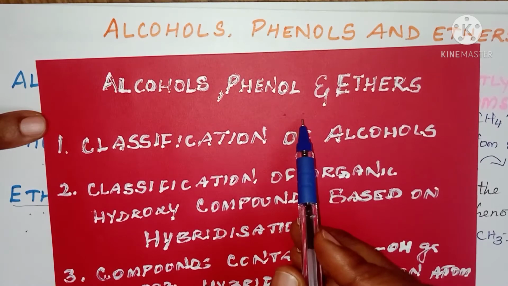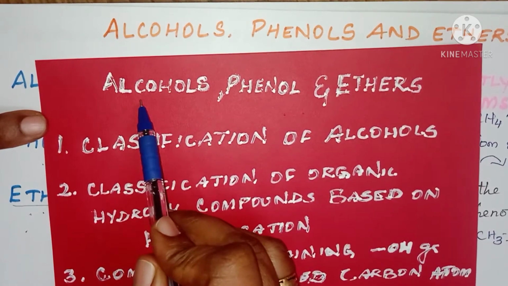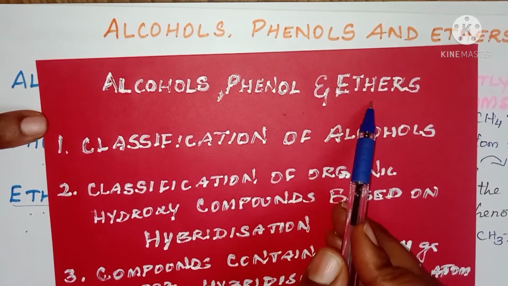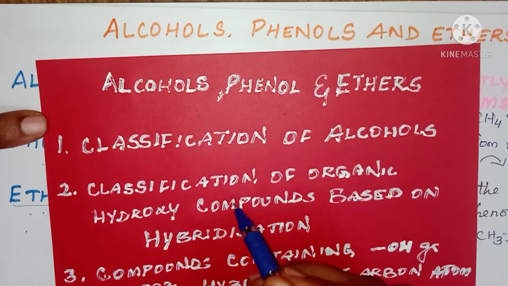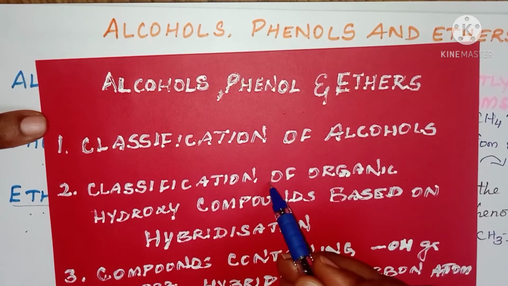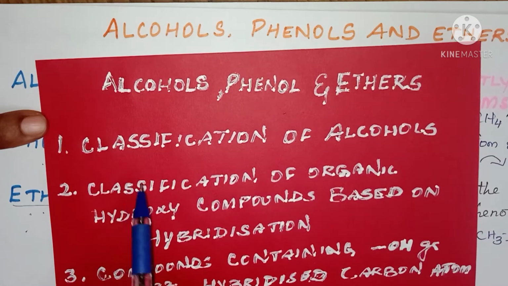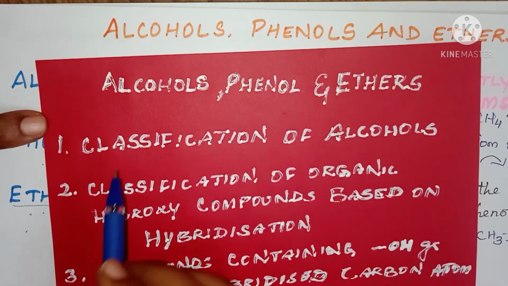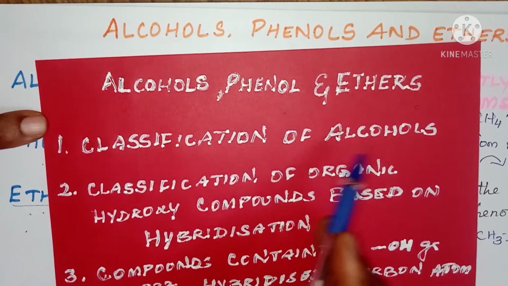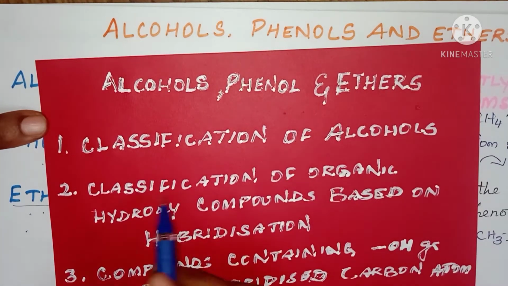I am Vijay Lakshmi. Today we are going to discuss alcohols, phenols and ethers, which is a very important topic in organic chemistry. Today we are going to discuss 5 points. Those 5 points are: classification of alcohols that we are going to check.